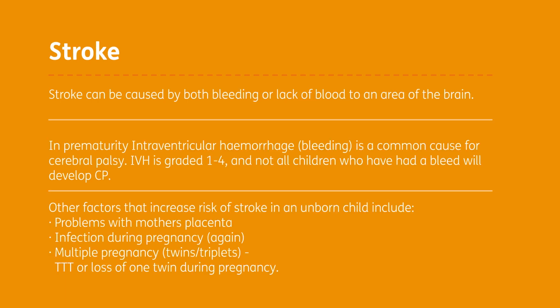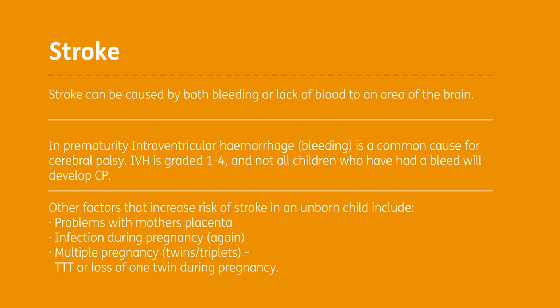The stroke is another cause, and the stroke can be either due to a bleed within the brain, which is a hemorrhagic stroke, or lack of blood to an area of the brain, which is called an ischemic stroke. So ischemia is cell death. So in prematurity, intraventricular hemorrhage, so the intraventricular bit is where in the brain, and the leukomalacia on the previous slide is basically cysts. Hemorrhage is basically a bleed. So nice long words for what could be quite easily simplified.